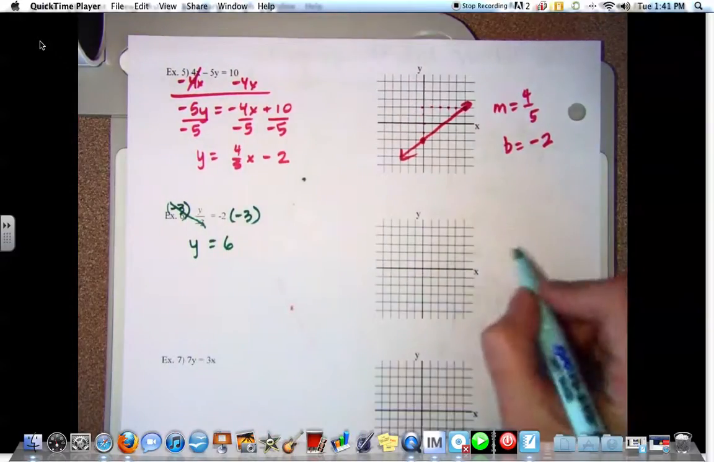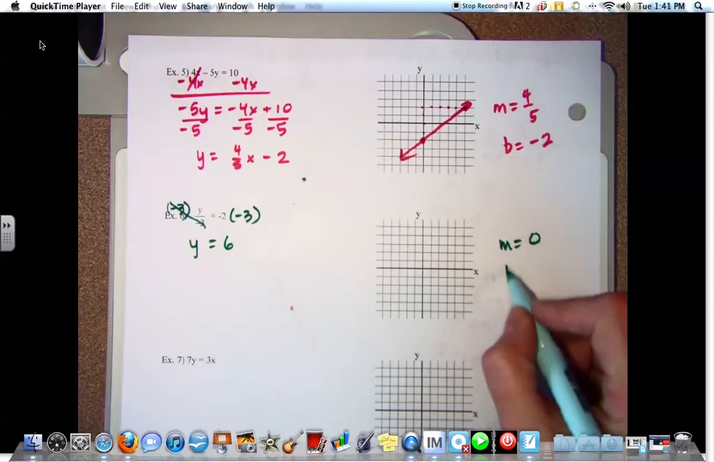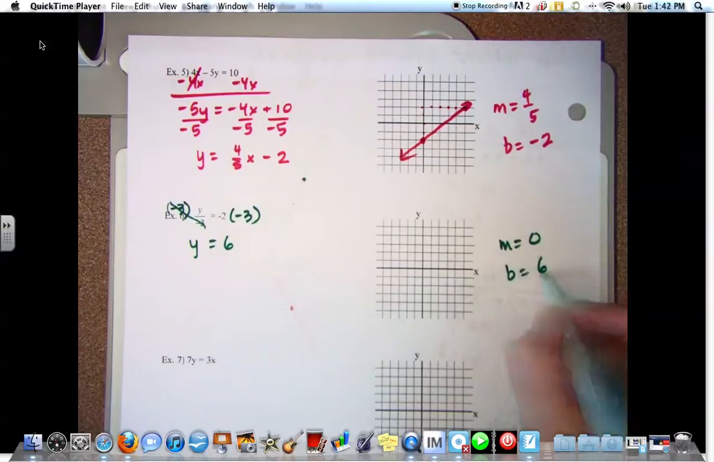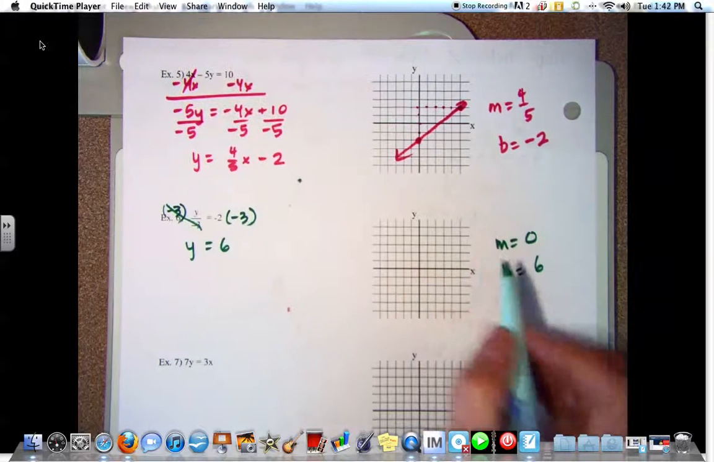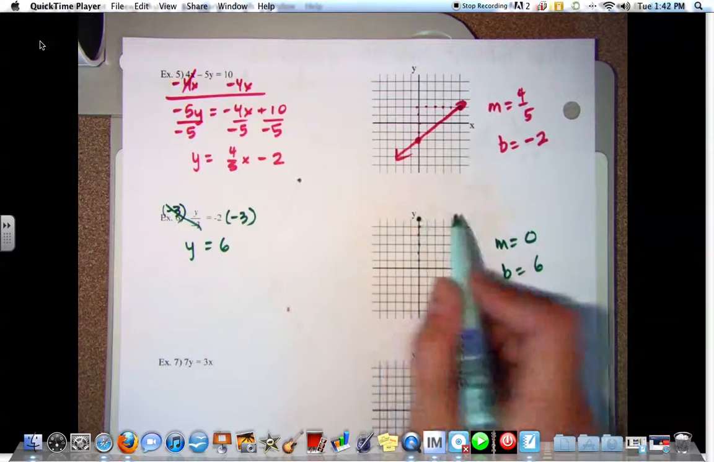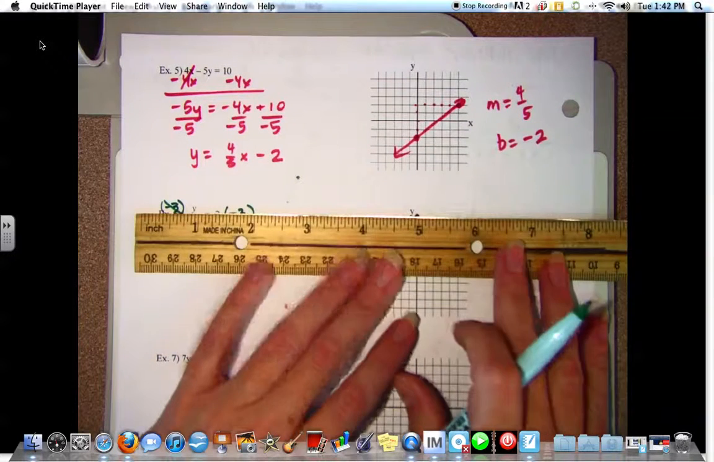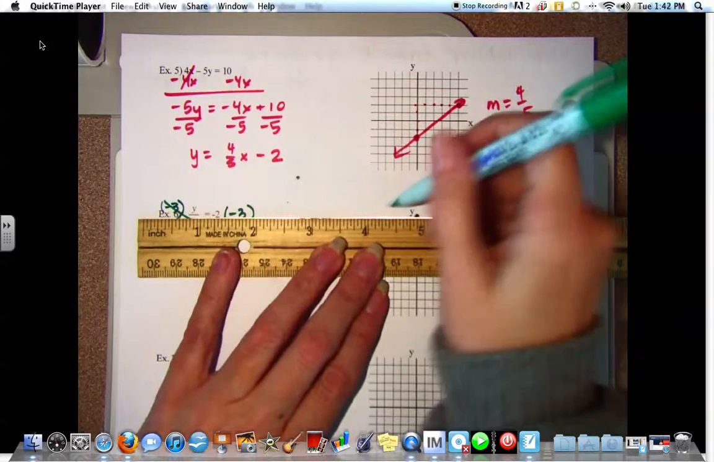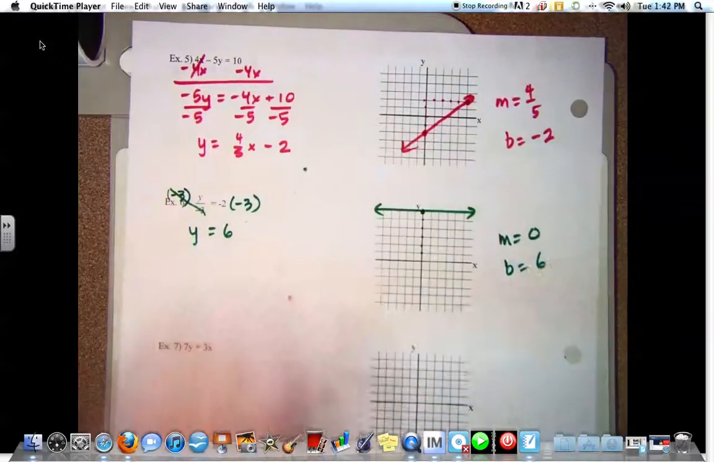Okay, so what is our slope? 0. What's our y-intercept? 6. So what do I do? Start at the origin, move up 6, and then make a horizontal line. Our slope is 0, so we're not having a rise or a run.